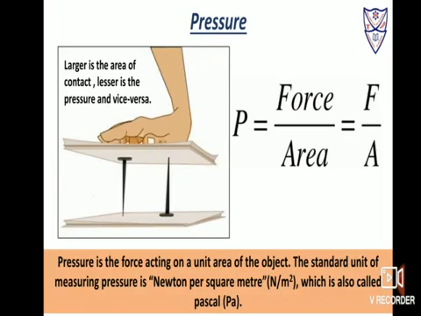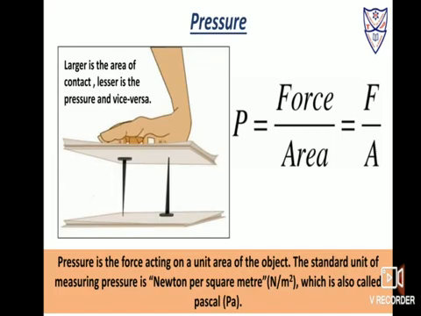Whereas the pointed end occupies a smaller area on the wooden plank. So as it occupies a smaller area, there will be a larger pressure on it. So it will go inside the wooden plank. So pressure is the force acting on a unit area of an object, where P is the pressure, F is force, and A is the area of contact. So pressure is equal to force upon area, or in short, P = F/A.